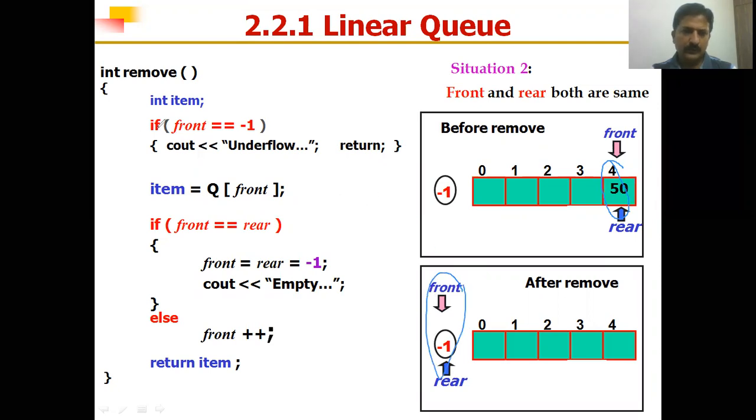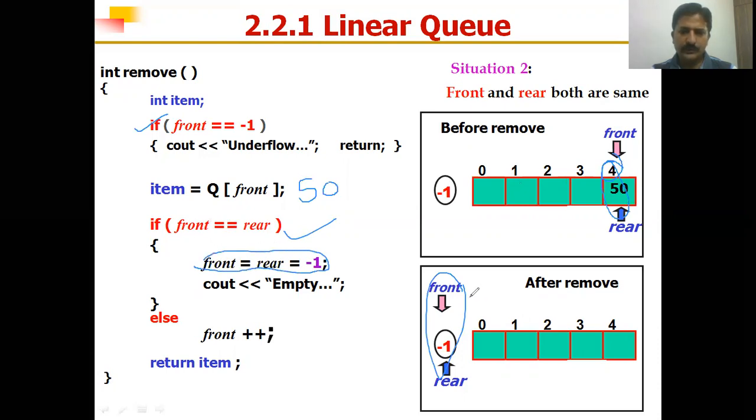So how is it done? First, it will check this condition: is front -1? What is the front value here? Front is 4. So the condition is false. Then before remove, you have to read the element. So Q of front will be stored in item. What is Q of front? Q of front is 50. So 50 will be stored in the variable. Then you are checking, are front and rear both the same? Both are the same means you have only one element. So this condition is true. If this condition is true, you set front and rear both to -1.